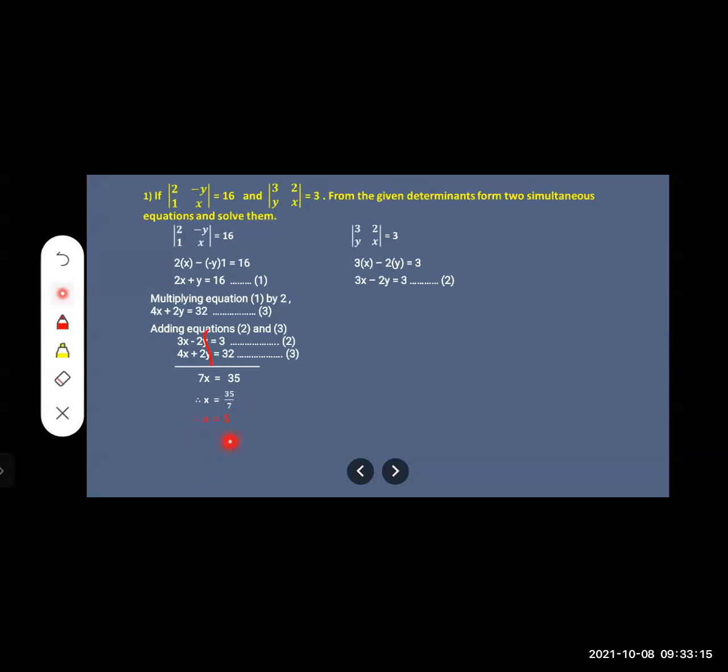Understood, children? So we got the x value. Now we'll get the y value. So to get the y value, what you have to do? Put this x equal to 5 in equation 1. Any one equation you can take: first equation, second or third equation. Any equation, if you substitute this x value, you will get the correct answer. Now you see, substitute in the first equation, 2x plus y equal to 16. So I have written that equation once, and then you substitute there.